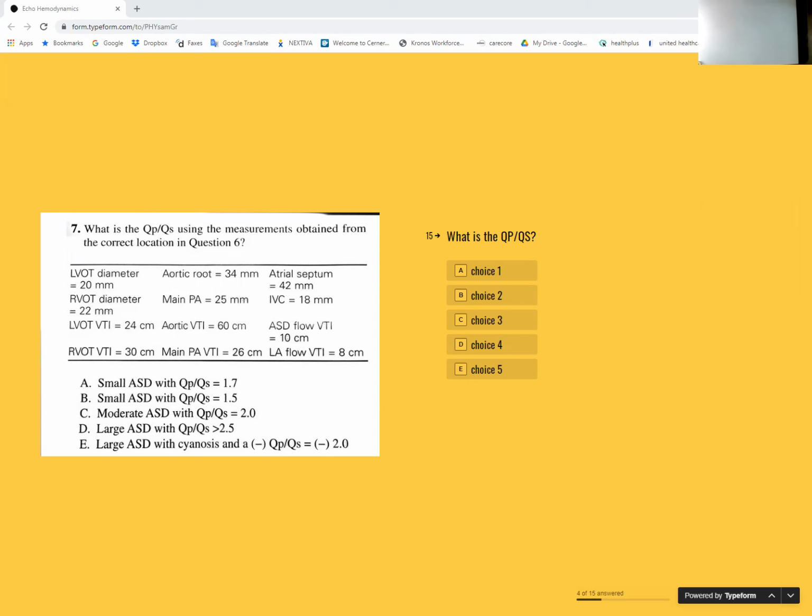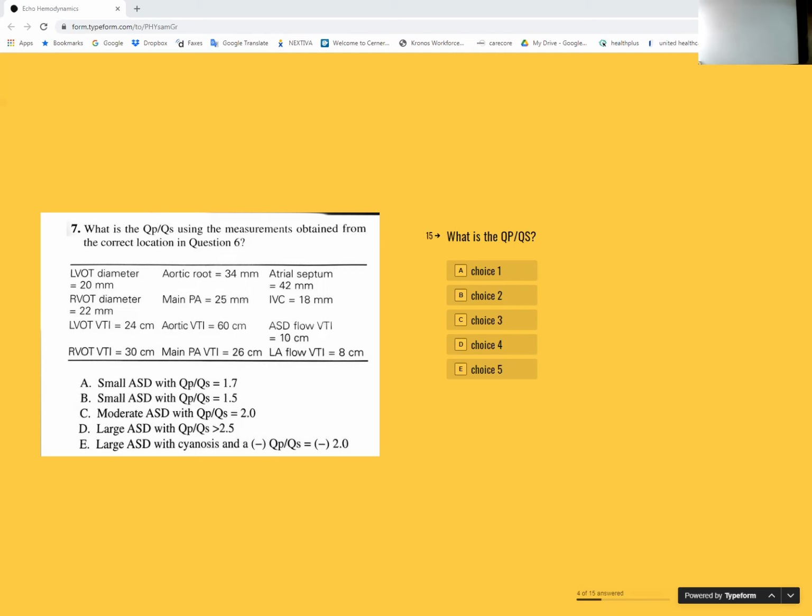Okay, so how do we calculate Qp? The flow across the RVOT. Okay. And how do you calculate the flow across the RVOT? So you can do the stroke volume. Right? So the RVOT VTI times the RVOT area. Very good. Okay. And how about the Qs? Same thing, just LVOT. Great. In this case, I did the same thing and I got B, which is 1.5.